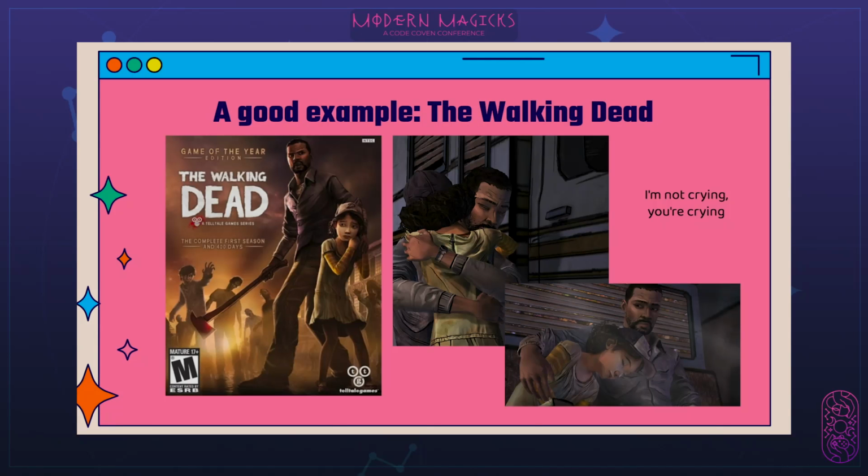A really good example that encompasses everything that we just talked about is The Walking Dead Season 1, which I highly encourage everyone to play. It is the classic Telltale game. Your choices feel like they matter, and you are just so invested in all these characters. You play as Lee, and you form this bond with Clem, who's a little girl. You are not biologically related. It's just the situation that brought you two together, along with other characters in the game.